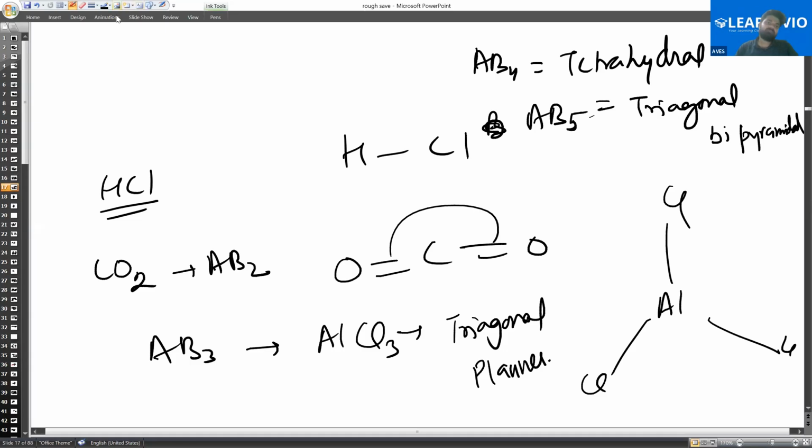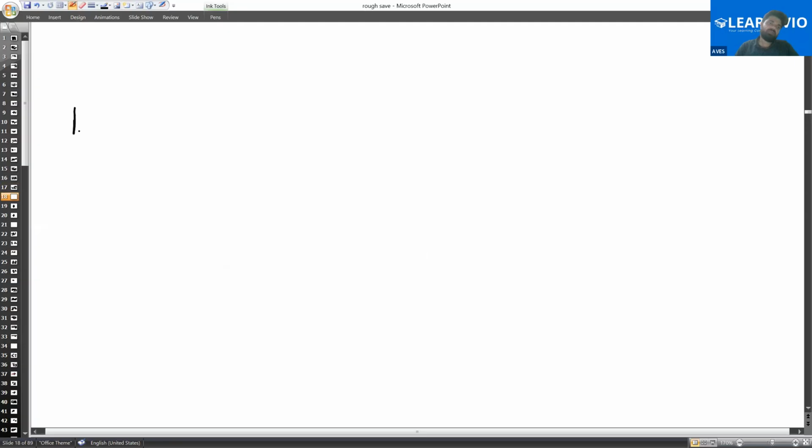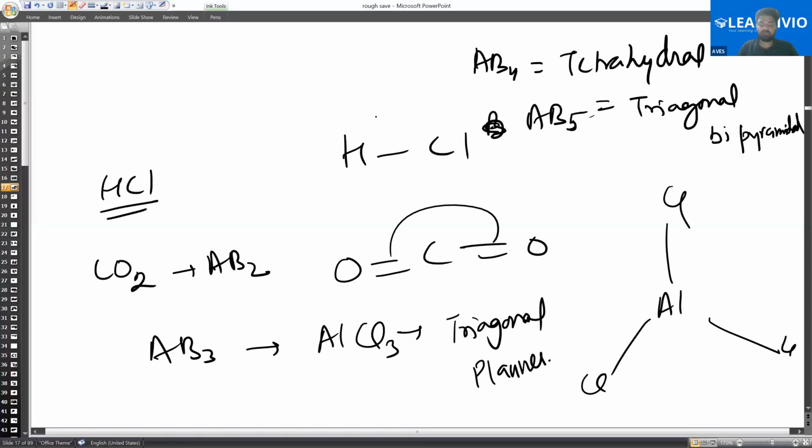Then after AB5, AB6 will be octahedral. Understood? Yes, sir. So can you show AB5? AB5 is trigonal bipyramidal.